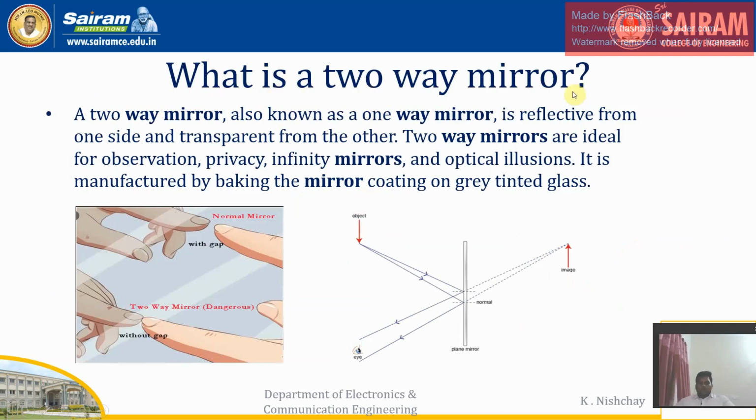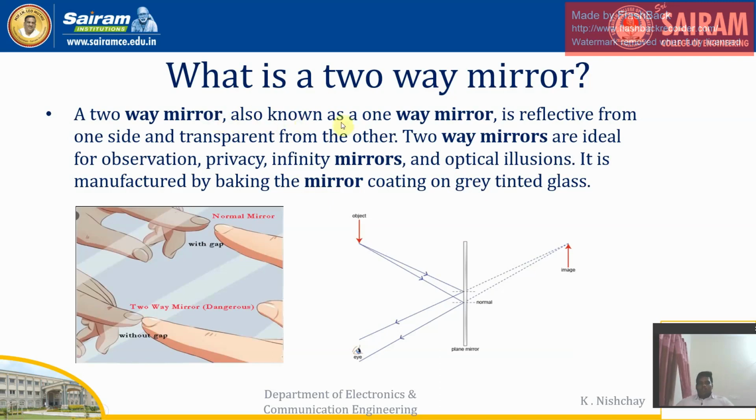What is a two-way mirror? You must have seen it in many movies. A two-way mirror plays a main role in privacy and investigation movies, where one person can see all the activities going on in the room, but the person inside the room cannot see what is going on outside.